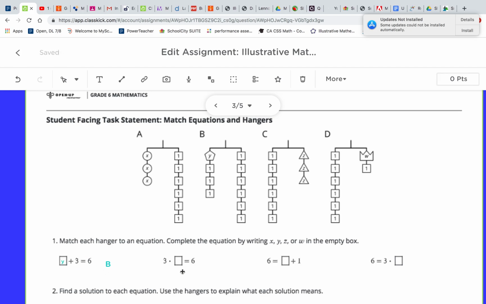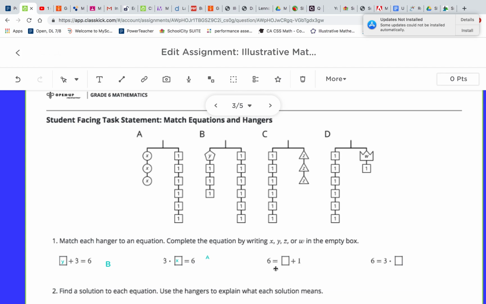Okay, so as I was getting at, we have 3 of this unknown, and that's going to be the same thing as 6. So this matches up with A. I'm going to call this A, and then the value that needs to go in the box here is the Y, I'm sorry, the X here. So let's add in X. Okay, there we go. So you can see 3 times X equals 6.